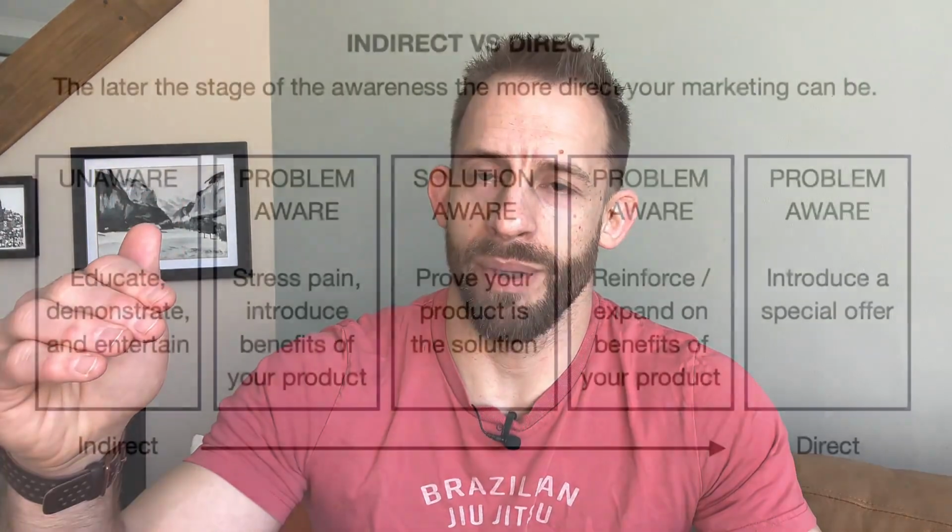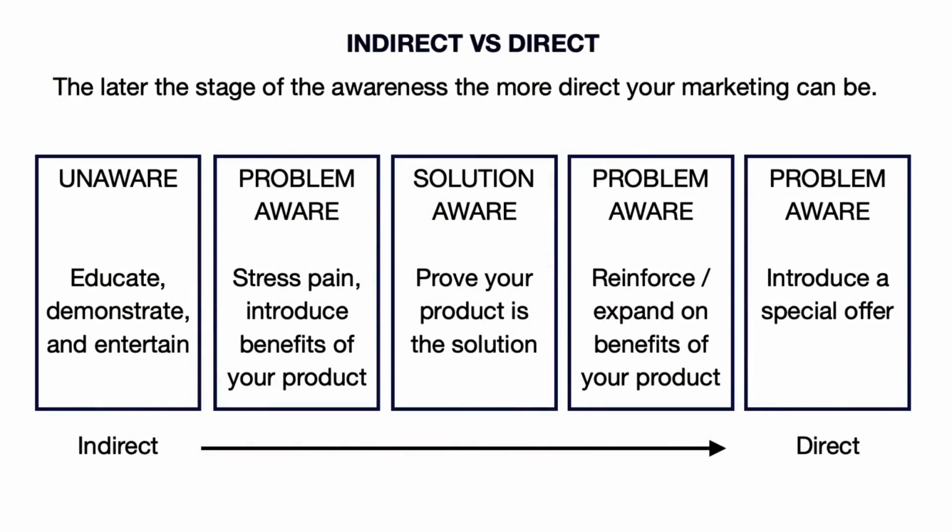Because the further up the scale we are, the further up the unawareness scale, so totally unaware, the less direct our marketing can be. Okay, we need to be slightly more, I'm going to say covert, might not be the right word, but it needs to be a little bit more educational. Okay, we'll talk about this in greater depth in a second, but that's what we need to do.